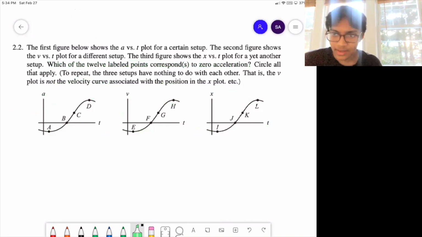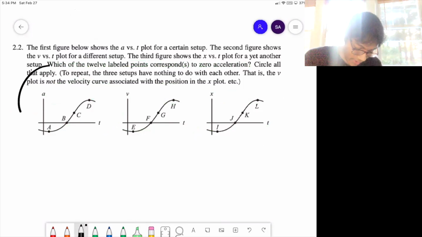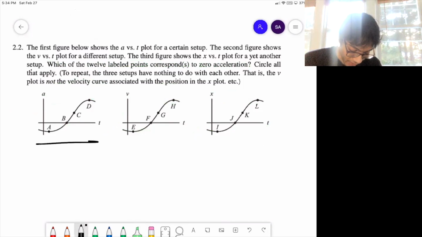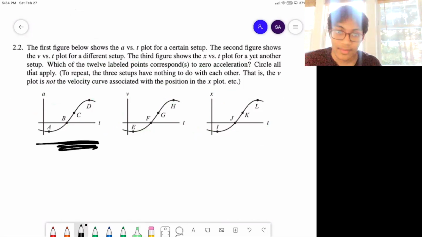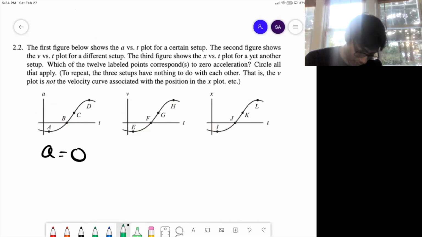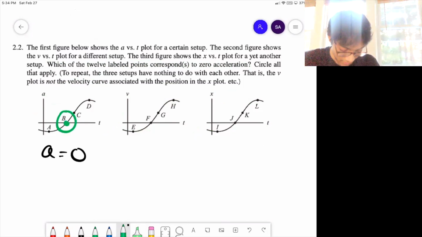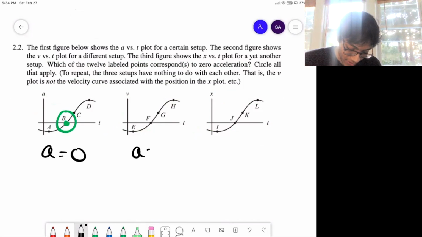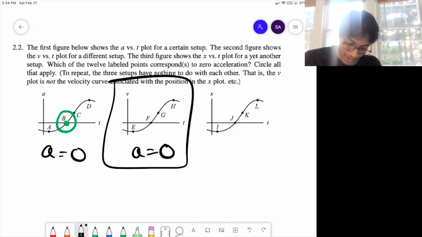Okay, zero acceleration. Well, first let's look at our AT graph. Where can we find zero acceleration from here? Well, zero acceleration is going to be where the acceleration is zero. In other words, when we have an x-intercept, like at this point, B. Okay, can we look for where acceleration is zero in this VT graph?